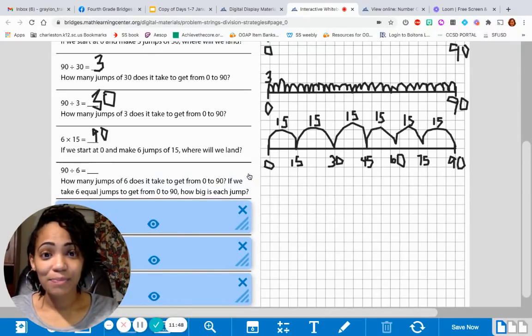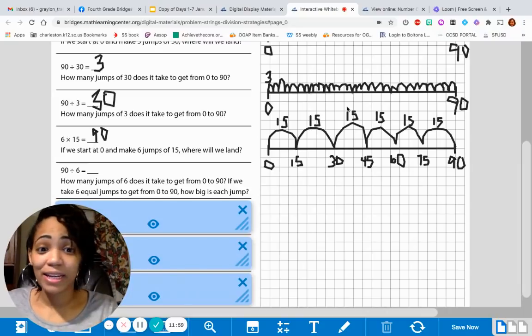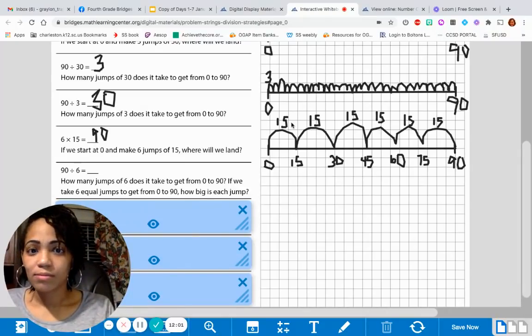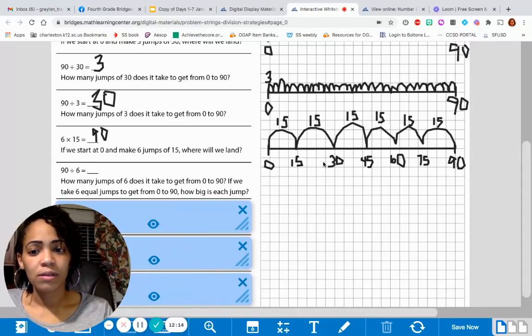90 divided by 6. What do you know? Yes, we can use the same number line. It says, how many jumps of 6 is it going to take to get from 0 to 90? Oh, can we use the same number line? Miss Trammell was on a roll and she didn't even pay attention. Shame on me. Right, we have to make 6 equal jumps to get from 0 to 90. And they want to know how big is each jump.